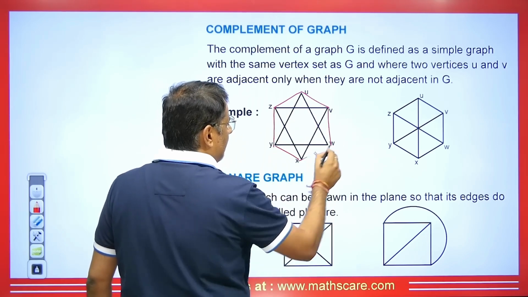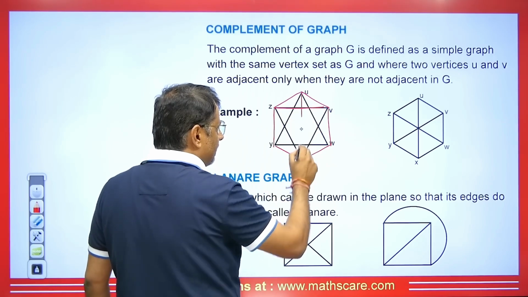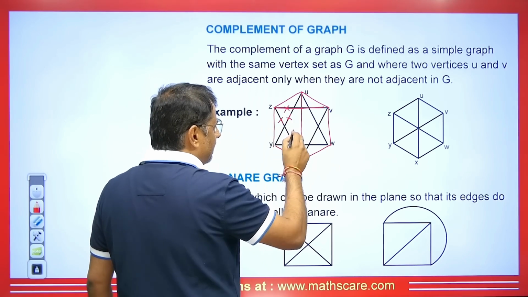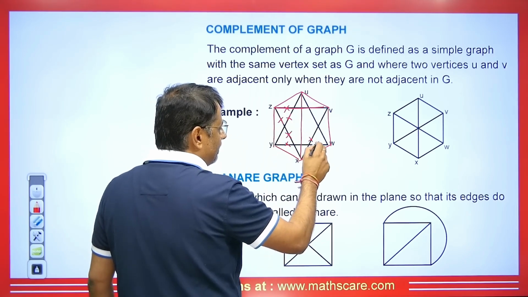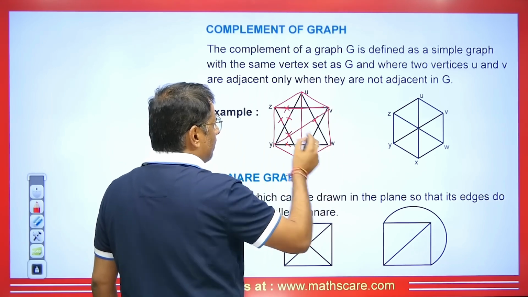Now see here, these two vertices are also not connected. This is connecting and this is not connecting. We will remove this edge, this edge, this edge, and this edge. We will remove the black lines which are there. And wherever it is not connected, we will add edges.